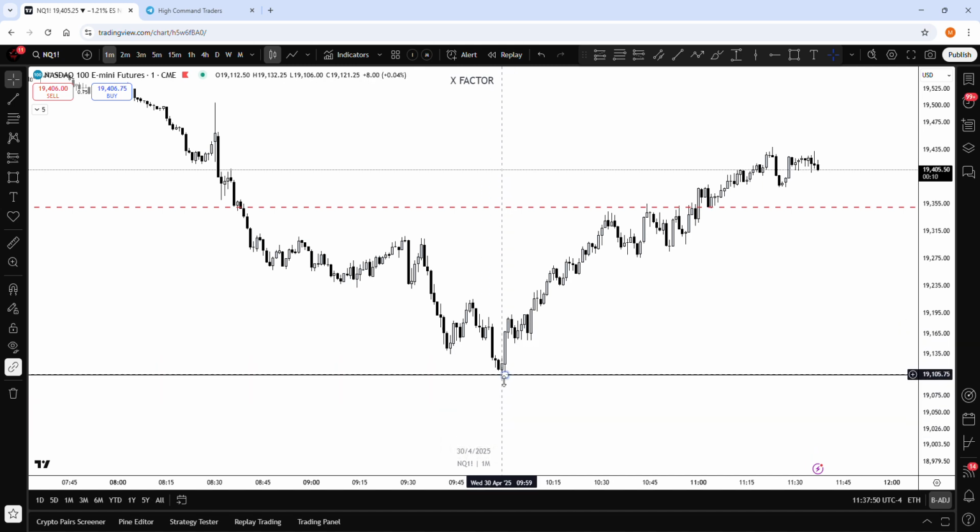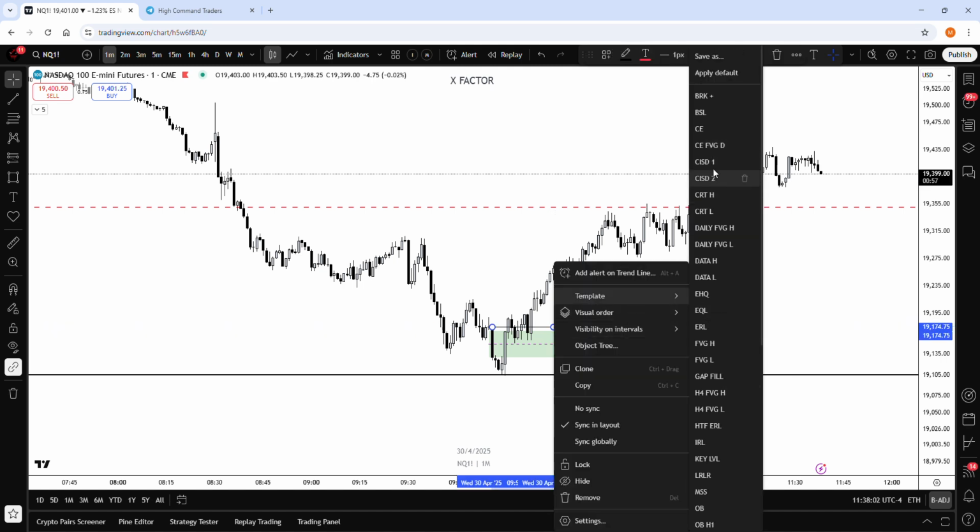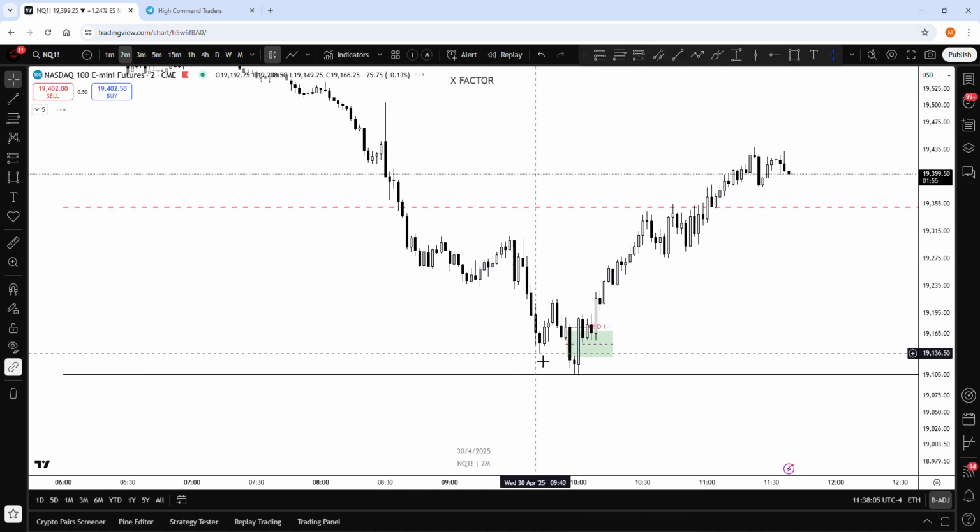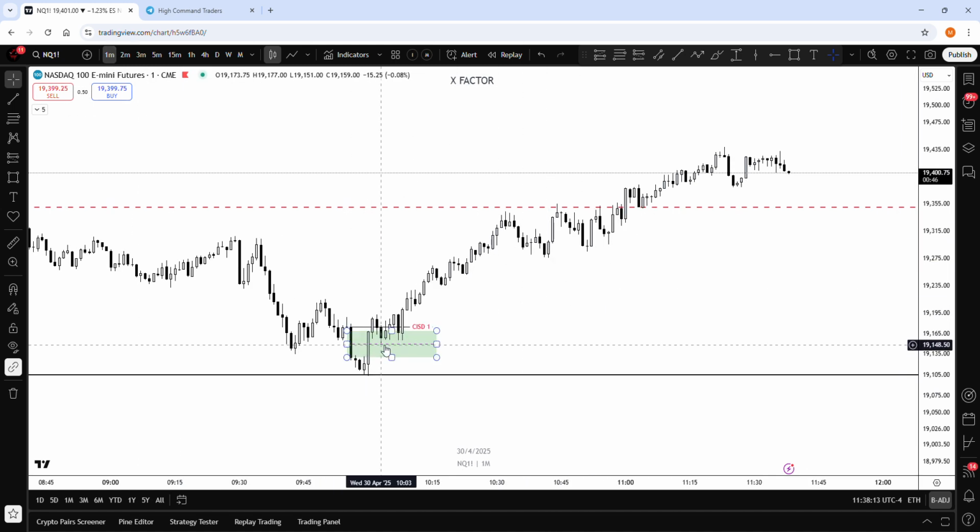Taps in, we invert this fair value gap, we close above this downwards candle, that becomes your change in state of delivery. Okay, if you go to the 2 minute, you can see a beautiful order block here. Close above, come back in, retest the inverted fair value gap. You could use your 2 minute. I took a 1 minute entry here.